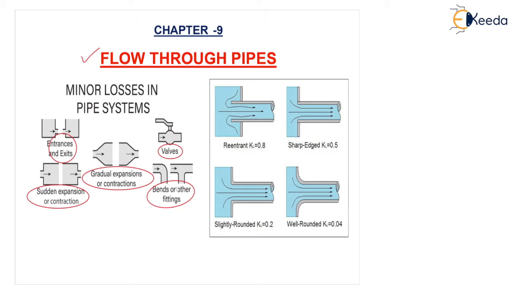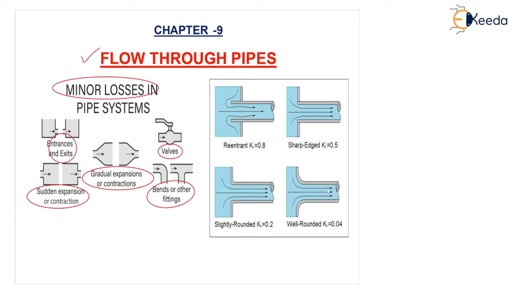Any other kind of fittings inside the pipe also leads to the loss of energy per unit weight, known as minor losses. So whatever you have seen on this page, like entrance and exit, sudden contraction and expansion, gradual expansion and contraction, or bends, fittings and valves, all come under the category of minor losses, as you can see in the heading.